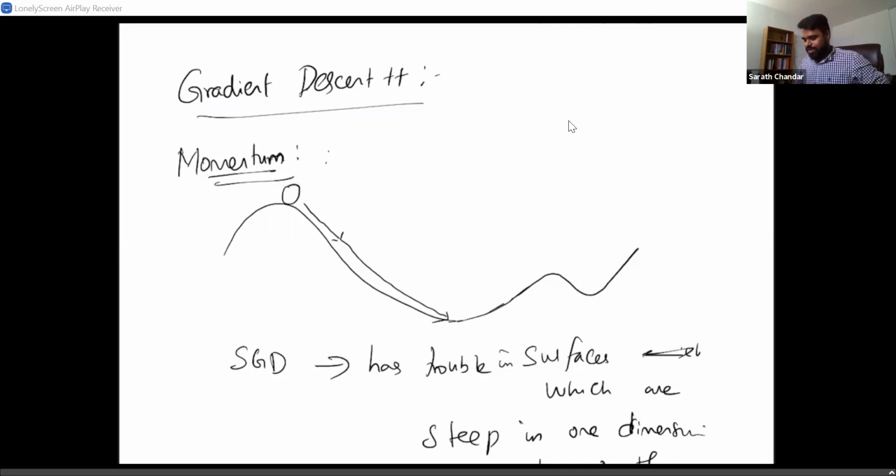What happens if the ball gains a lot of momentum, so that when it actually reaches here it couldn't stop, because it takes time to die out the momentum, right? So it will have a huge momentum towards the right, and you could actually end up here, which is not the global minimum, right? So how can I avoid this problem? Any idea?